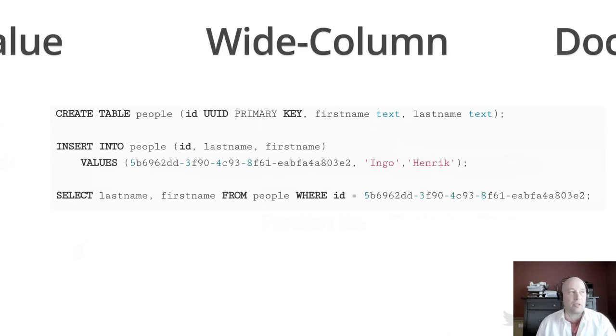What is interesting about Cassandra is that actually insert and update are both possible, but they do exactly the same thing. This is because of the eventual consistency. So when you do an insert or an update, you cannot assume that.